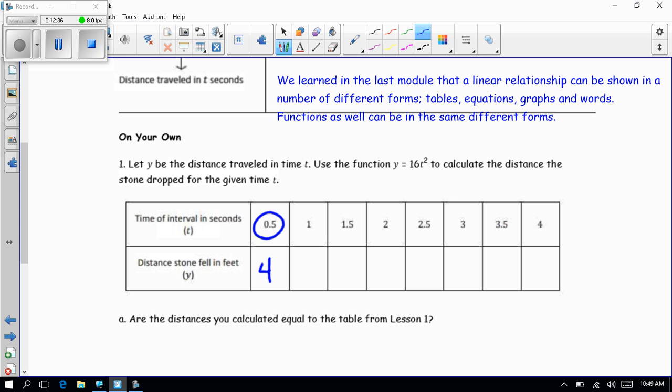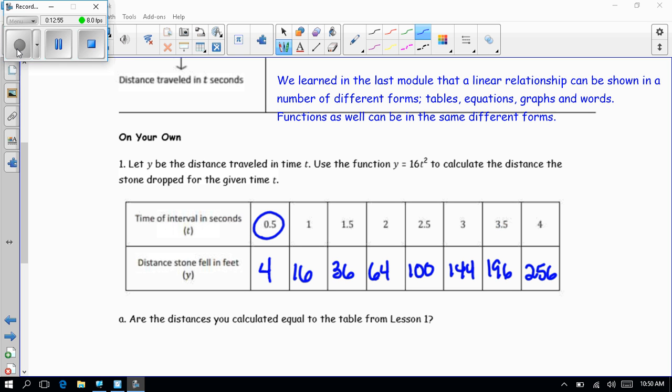Okay. 1 raised to the second power is 1 times 16 is 16. So continue doing those, use your calculator, and figure out the numbers going all the way up to 4. Go ahead and pause the video.